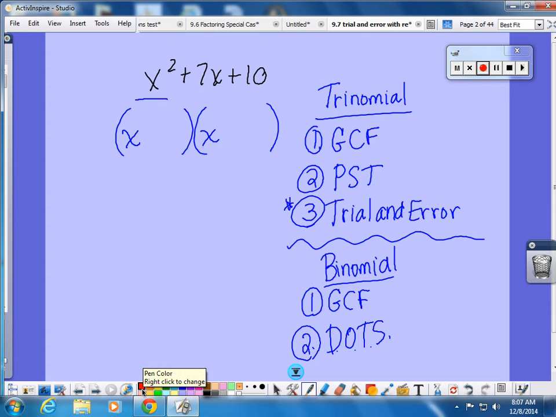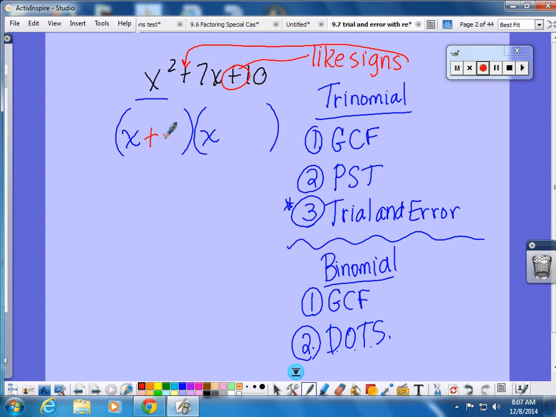X and x. If this last sign is positive, that means that my binomials have like signs, and I look at the middle to figure out what like signs I need. Okay? If my last sign is positive, think about it. When I do first, outer, inner, last, don't I need like signs to give me a positive 10, right? All right, so what like signs do I need? I need this positive right here in the middle. That's where that comes from.